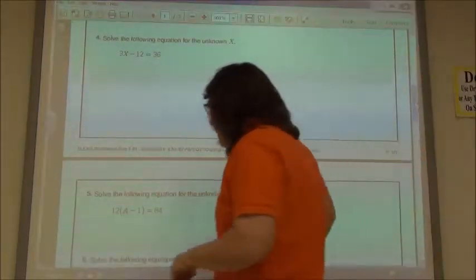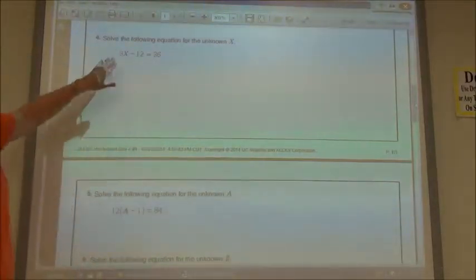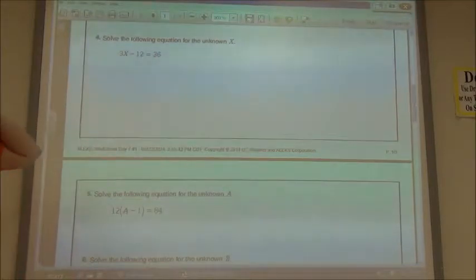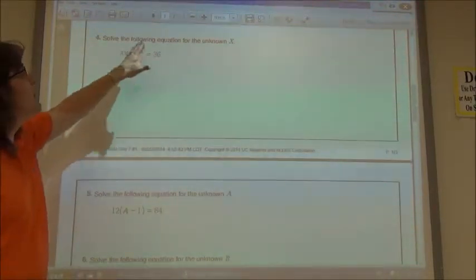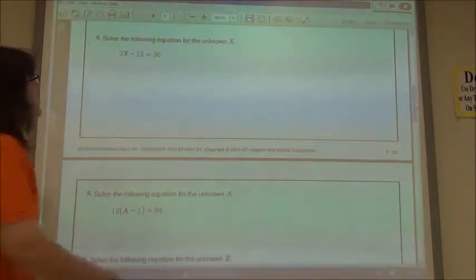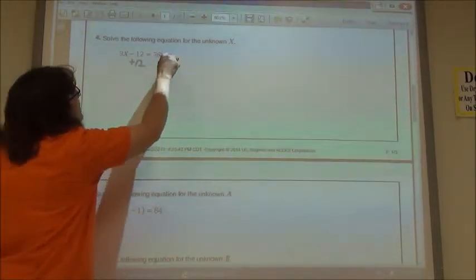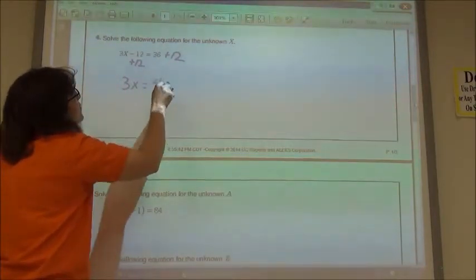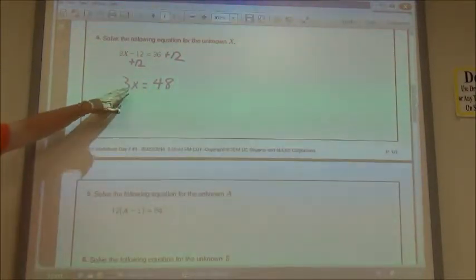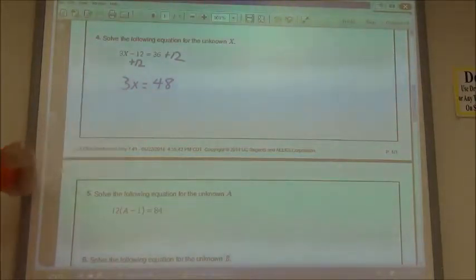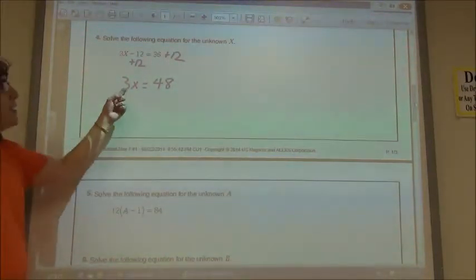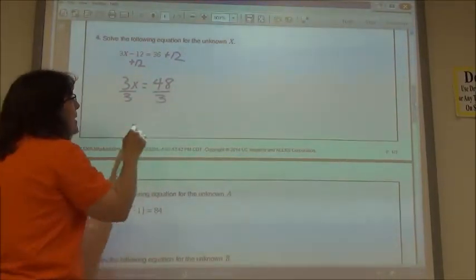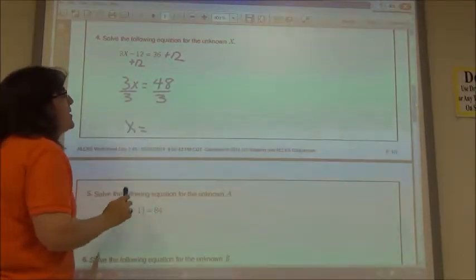If I want to solve this for x, I want to get the x by itself. So the first thing I need to do is move the adding or subtracting over. In this case, we have subtracting. If I want to move that to the other side, we do the opposite of subtracting, which is adding 12. So 3x is going to equal 36 plus 12, which is 48. Then again, we have to get the x by itself. 3x means 3 times x. To get rid of that number in front, then I do the opposite of multiplying, which is dividing by 3. X is going to equal 48 divided by 3.